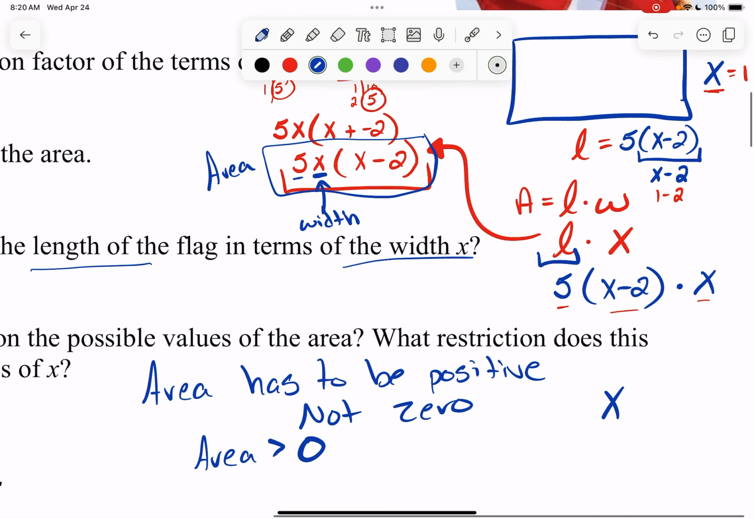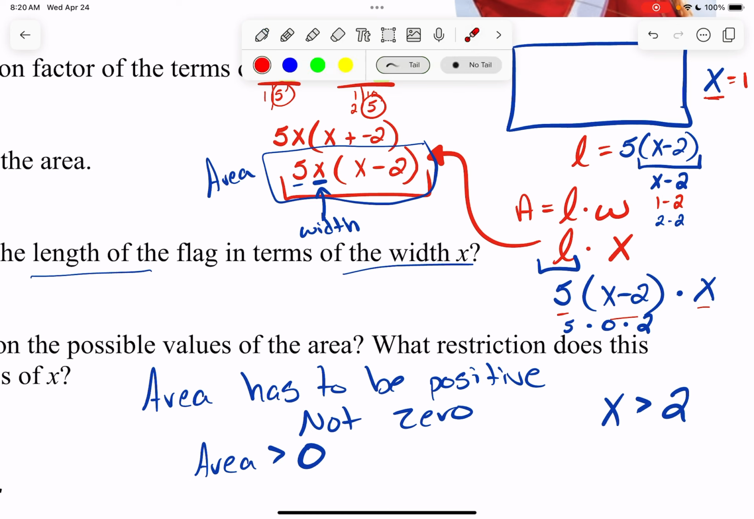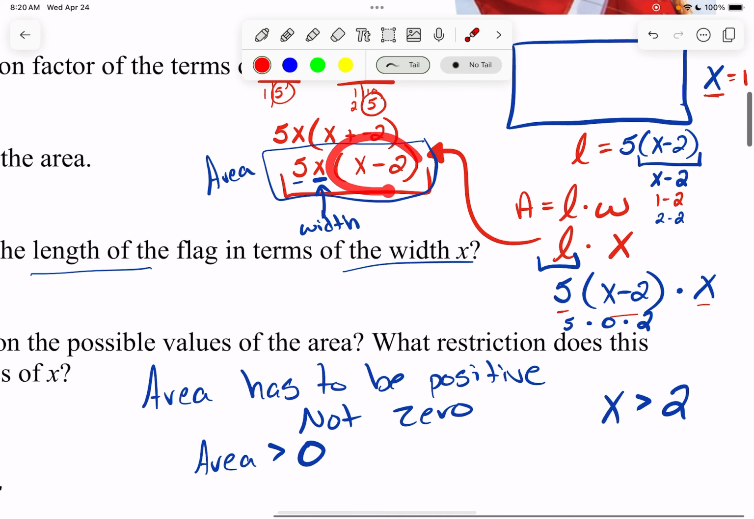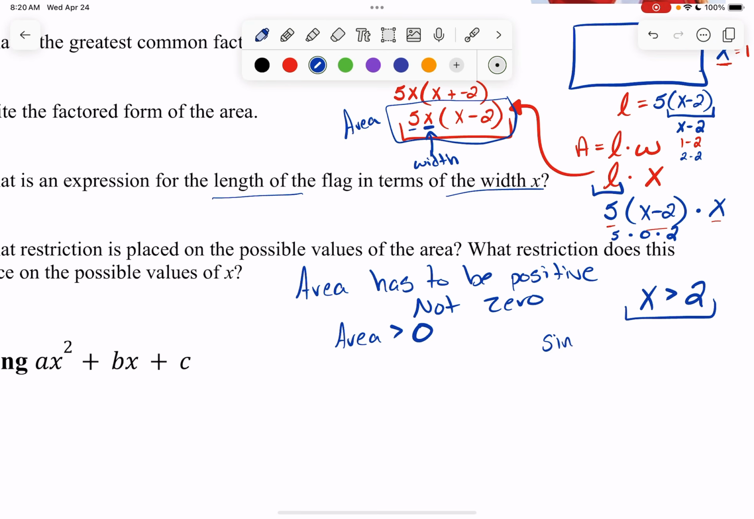Can my x be 2? We'd have 2 minus 2, which is 0. So then I'd have 5 times 0 times 2. If x was 2, that won't work. I'd have an area of 0. So x has to be greater than 2 because of this factor. My area can't be 0 or negative, so this x minus 2 makes sure that our x has to be greater than 2. So that's the restriction it puts on x, since area cannot be 0 or negative.